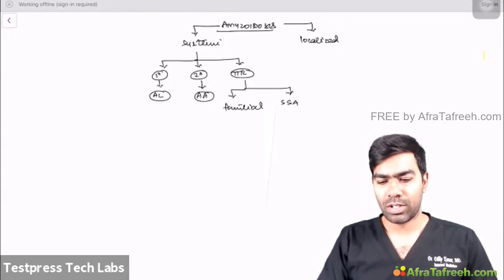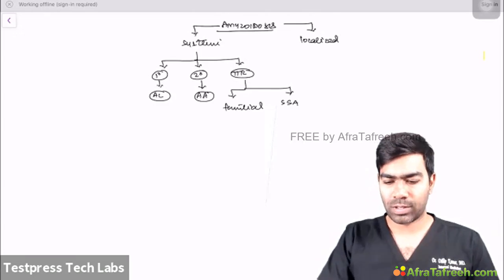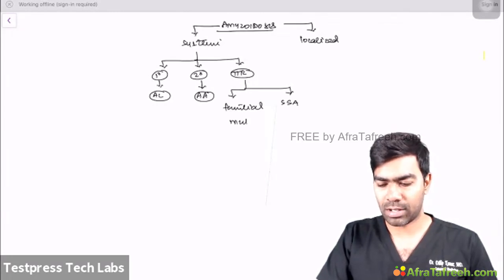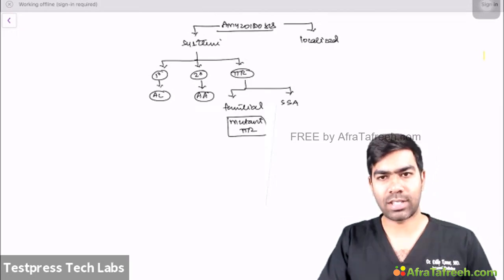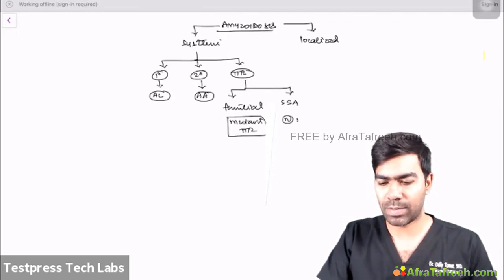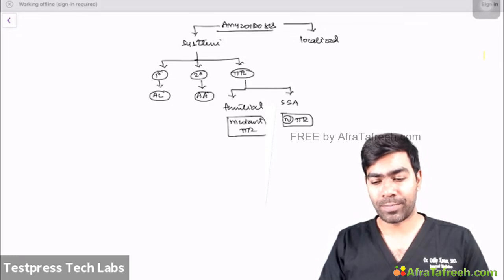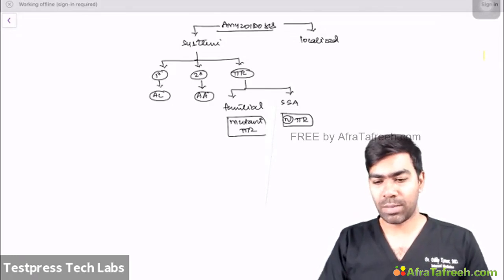Clear? So typically, in familial amyloidosis, there will be a mutated TTR, mutant transthyretin will be there. TTR stands for transthyretin, and in senile systemic amyloidosis, there will be a normal TTR that is getting accumulated. That's called a wild type TTR. Normal TTR will be accumulating here. Localized amyloidosis, you have many more types.